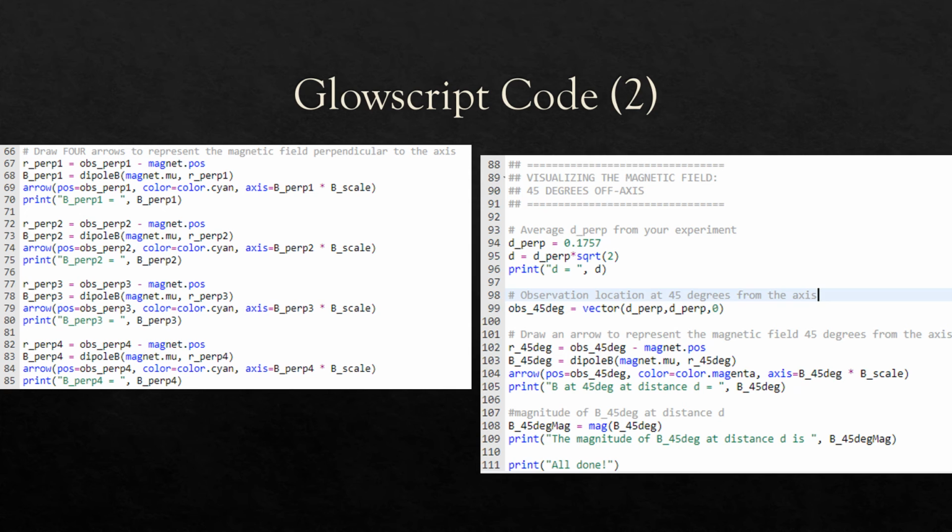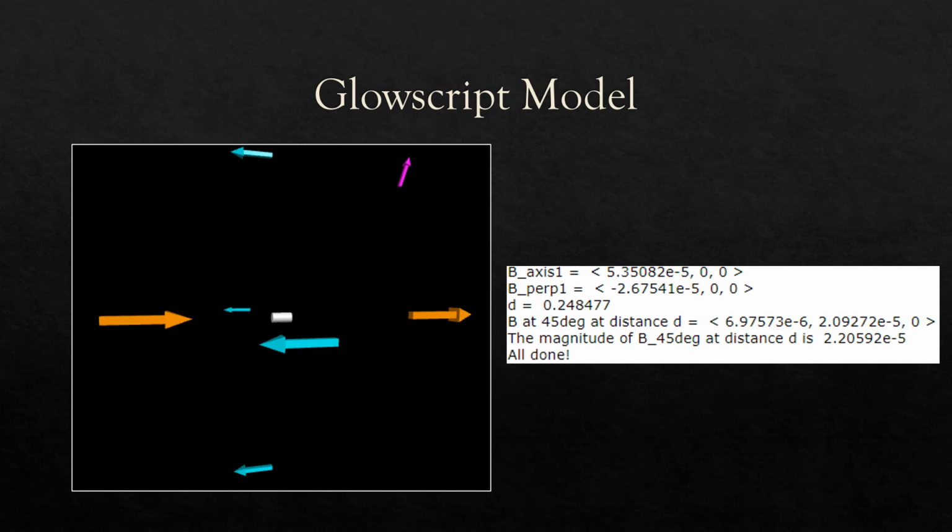Then I went on to do the 45 degrees off axis. I began by averaging the perp for my experiment, and then I drew an arrow to represent the magnetic field 45 degrees from the axis. This arrow will be purple, and then I found the magnitude of the magnetic field 45 degrees from the axis at distance d. Here is the computational model from my code.